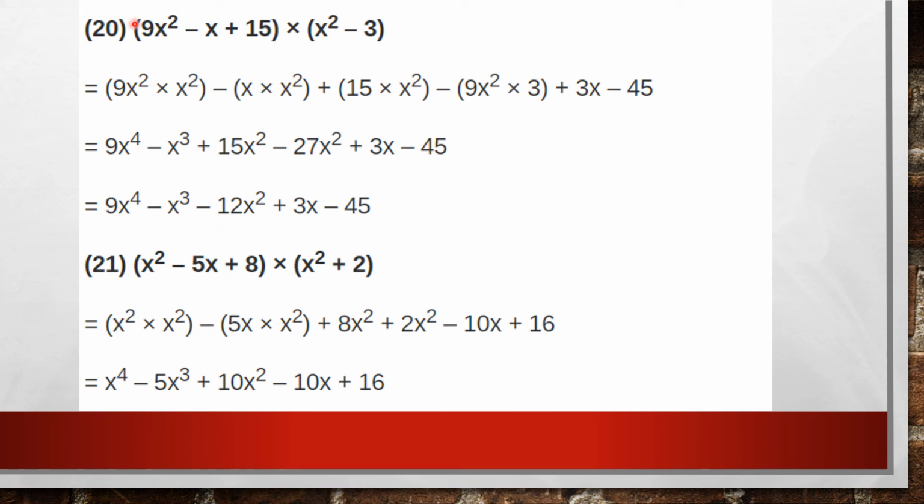Now, this is a trinomial, and you are multiplying it with x squared minus 3. If you multiply each term with the respective term on the right hand side, you get 9x power 4 minus x cube minus 12x squared plus 3x minus 15. Here this trinomial x squared minus 5x plus 8 is being multiplied with x squared, and then again with 2. We get x power 4 minus 5x cube plus 10x squared minus 10x plus 16.